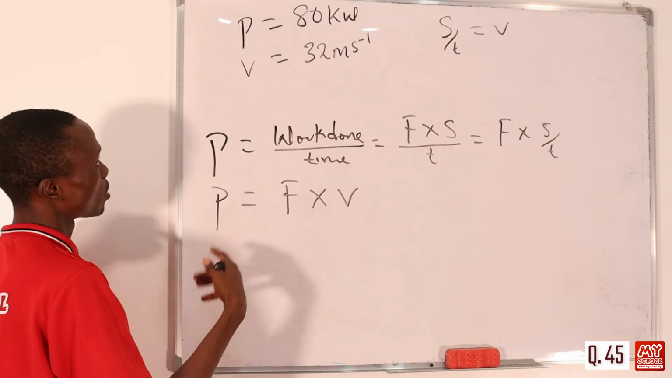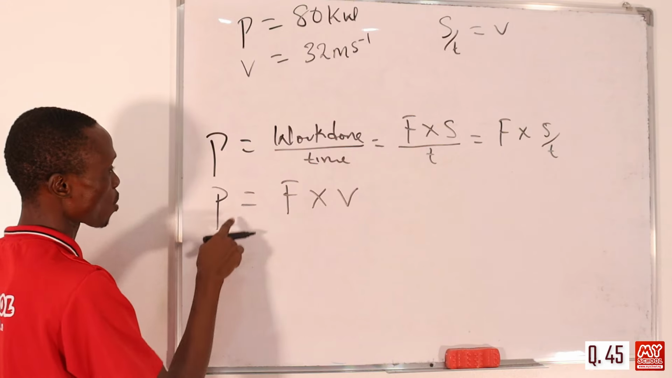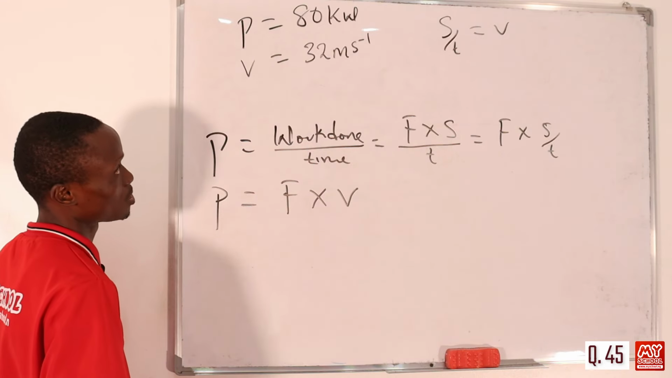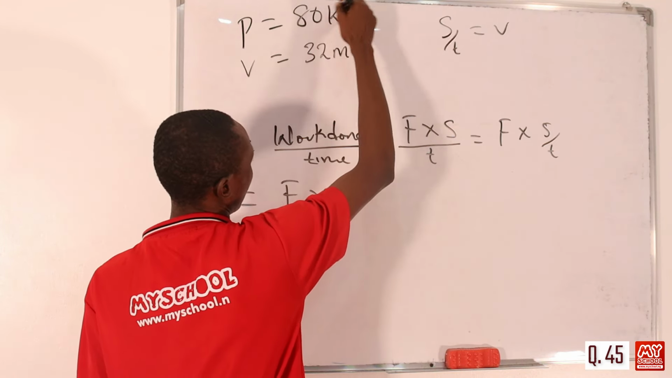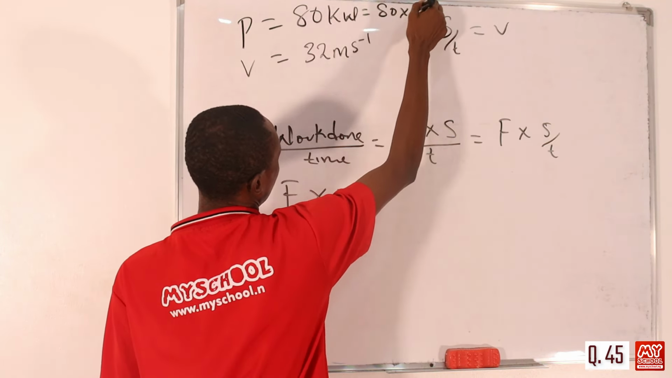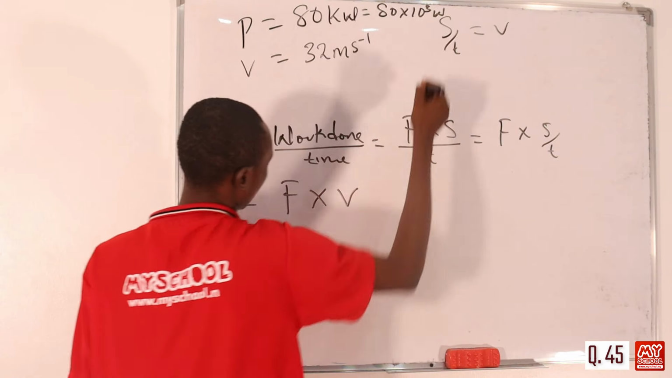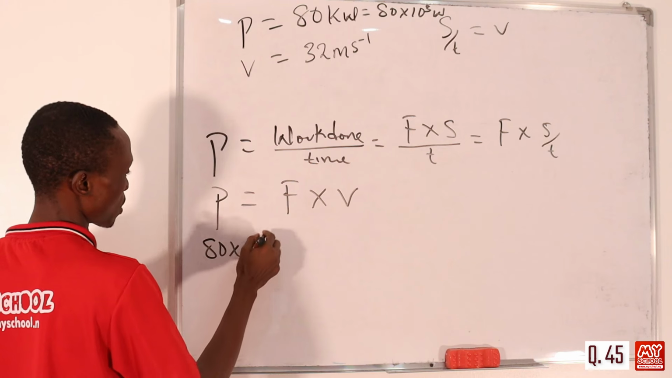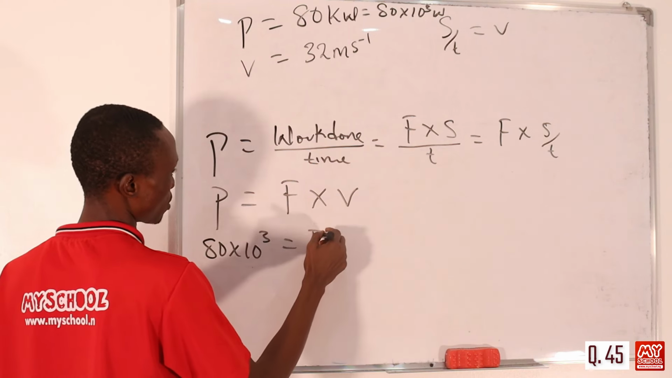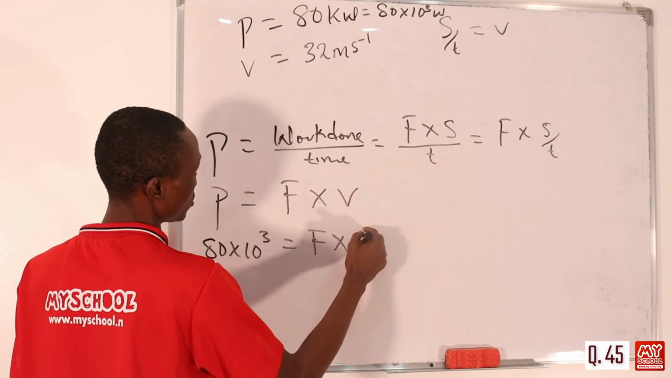Now we are asked to calculate force, and we know our power to be equal to 80 kilowatts, right? So we can convert this to just watts by having 80 times 10 raised to power 3 watts. So if we put it here, we'll have 80 times 10 raised to power 3 equal to force times velocity, which is 32.